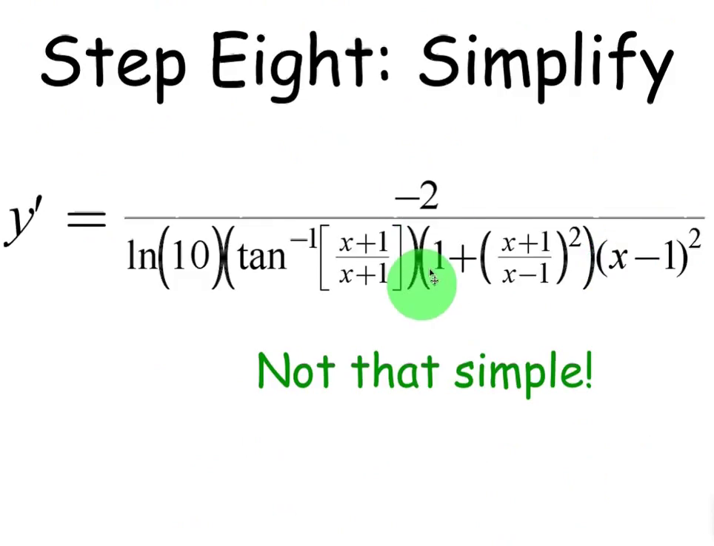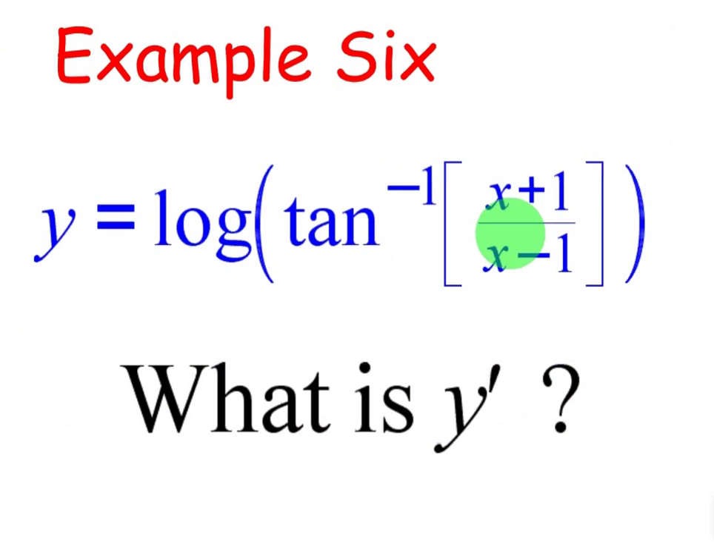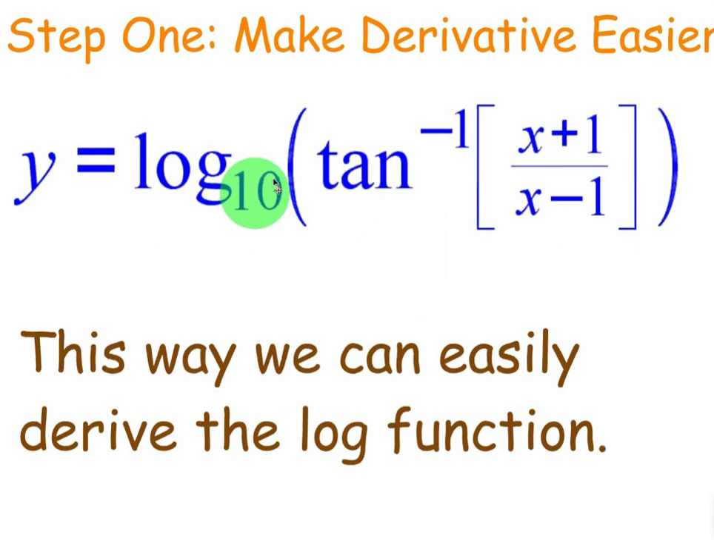I will briefly talk about the shortcut for this one. I'm not going to write it out, but we'll go back to the original function and see how that will work. Your outermost function is log base 10, so it would be 1 over ln of 10 times x, so you just plug that in, whatever's left over, times the derivative of the inside, which is the derivative of tan inverse, which is 1 over, let's double check and make sure I'm right, 1 plus x squared, so it would be times 1 over 1 plus, instead of the x, you replace it with x plus 1 over x minus 1 squared, times the derivative of the inside, you use the quotient rule.